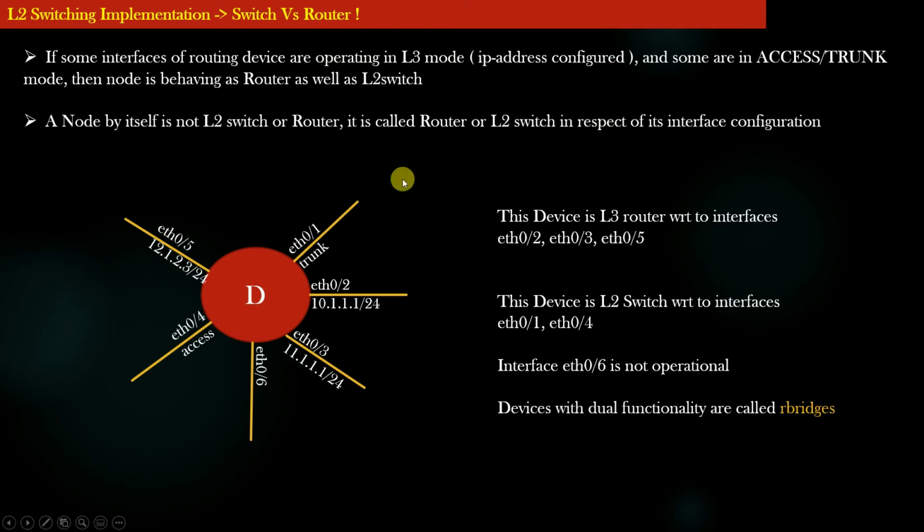So this is a device with dual functionality, meaning it will behave as a router for all the packets that it receives on its L3 interfaces, and it will behave as an L2 switch for all the frames that it receives on its L2 interfaces. Such devices with dual functionality are technically called R-bridges.